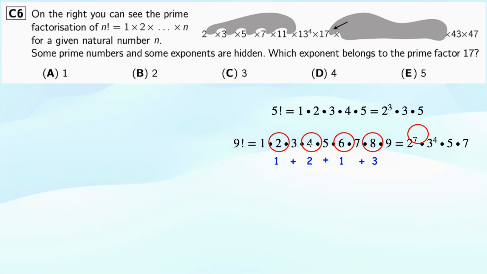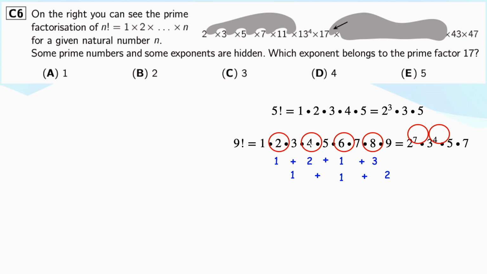How does the exponent 4 for 3 arise? Following the same principle: 1 factor from 3, and 1 more from 6, and 2 factors from 9, and the sum of this is also 4.